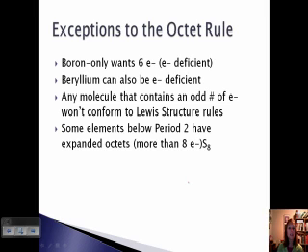Also, some elements below period 2 can have what are called expanded octets, which means that they will hold more than 8 electrons. And so we can have S8, which has a sulfur in the center and then a whole bunch around it, and it's got way more than 4 bonds.